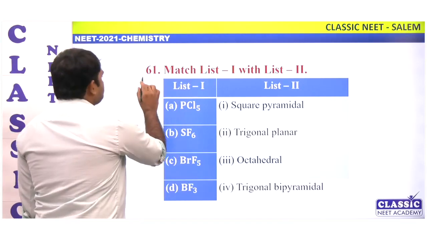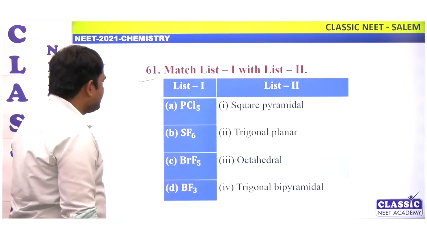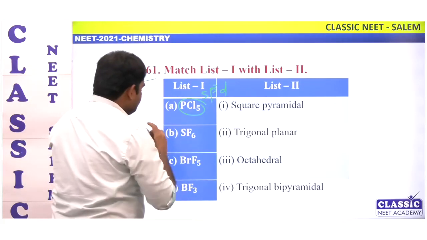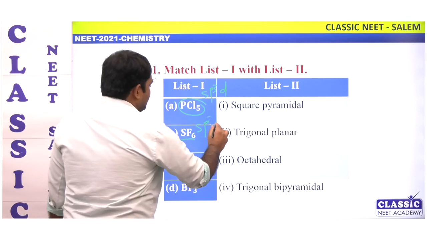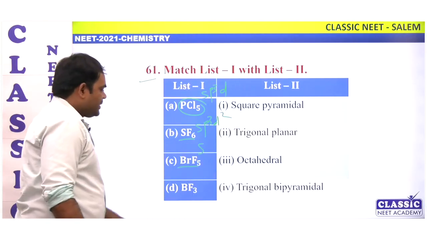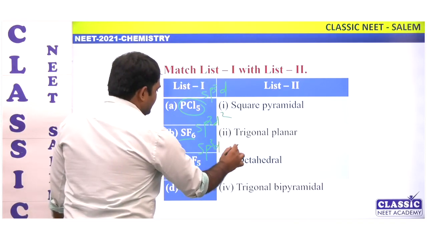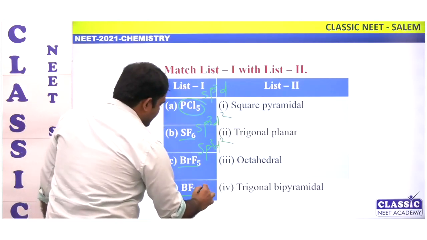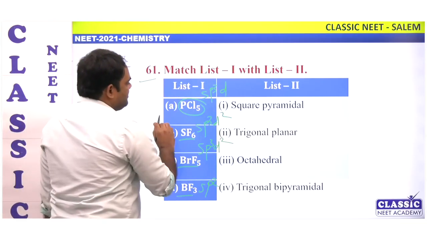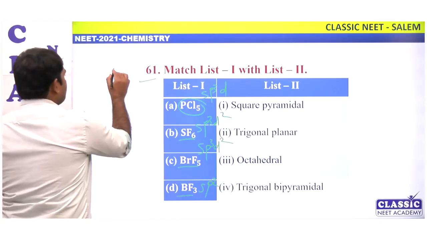Here it is given to match list 1 with list 2. So here PCl5, what is that? PCl5 has the hybridization sp3d and this one has sp3d2. That one also has 7 plus 5, 12, that is sp3d2. This one has sp2. PCl5, that means what is this? This is trigonal bipyramidal. So A will come fourth.